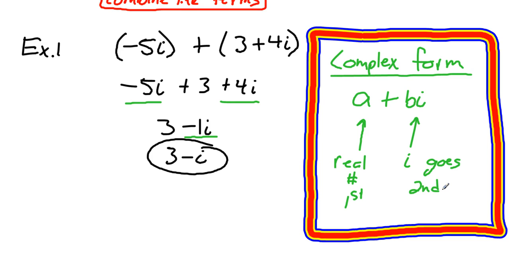Okay. Again, not a big deal. Just when you rewrite, if they ask you to put it in a plus bi form, sometimes they call this standard form. So that may be another way that they talk about it. A plus bi, complex form, standard form. It's all the same thing. They may just say it a couple of different ways.